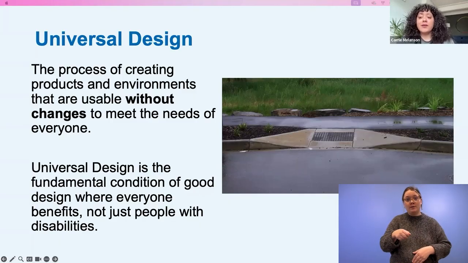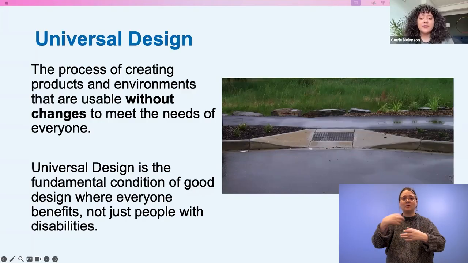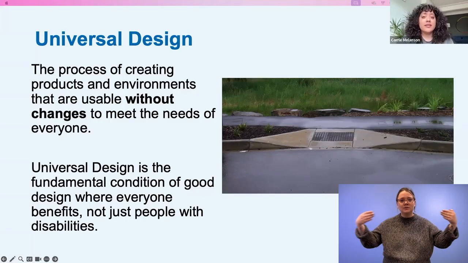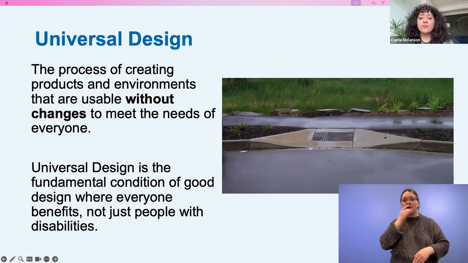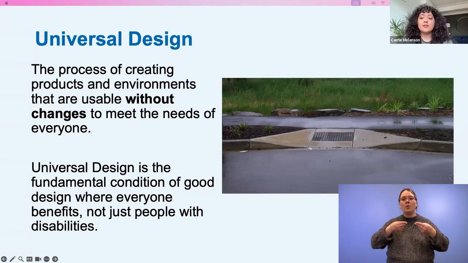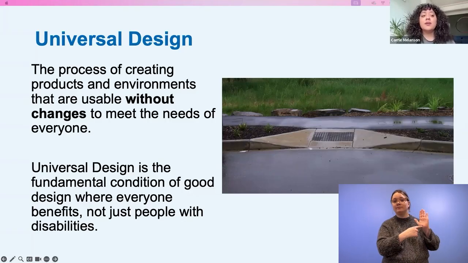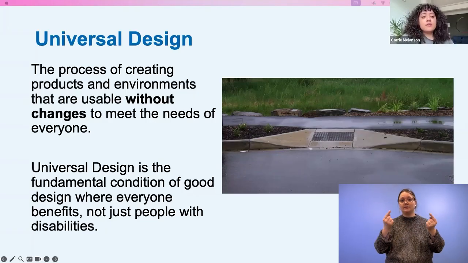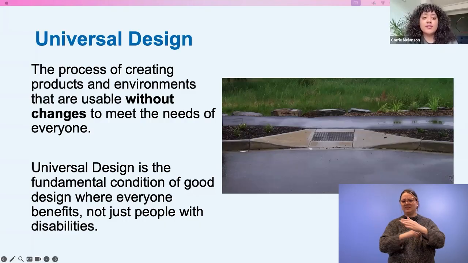Other examples include ramps, automatic doors, flat panel light switches, closed captioning, web pages that provide alternative text to describe images, smooth ground level entrances without stairs, instruction that presents material both orally and visually, or signs with visual contrast. So universal design is the fundamental condition of good design where everyone benefits, not just people with disabilities.